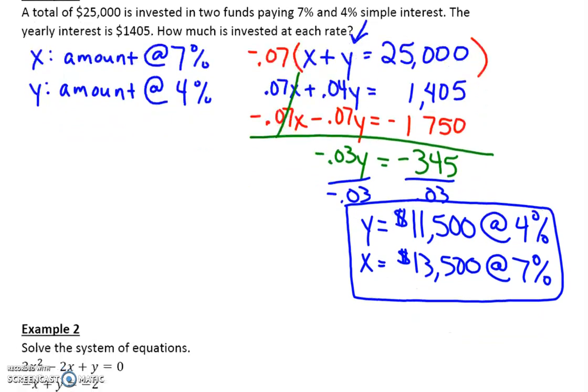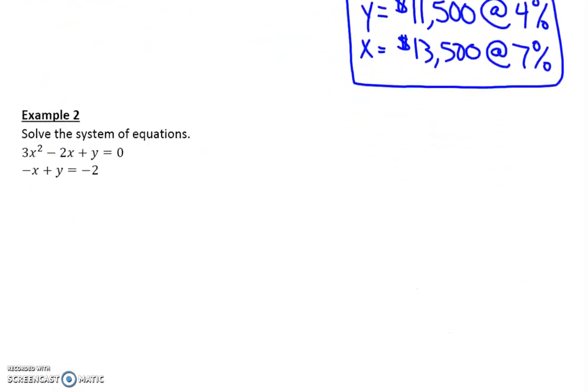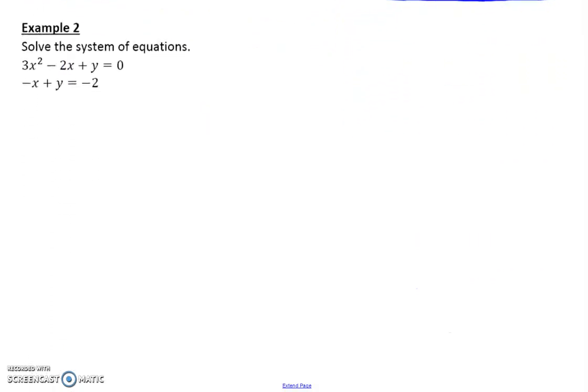All right, so let's take a look at example 2. Now we can see right off the bat that they are not both linear. The first one is quadratic. The second one is linear though. And so the first thing I'm going to do is solve for y for both of them. So the first one becomes y equals negative 3x squared plus 2x, right? And then the second equation becomes y equals x minus 2. So those are our two equations.